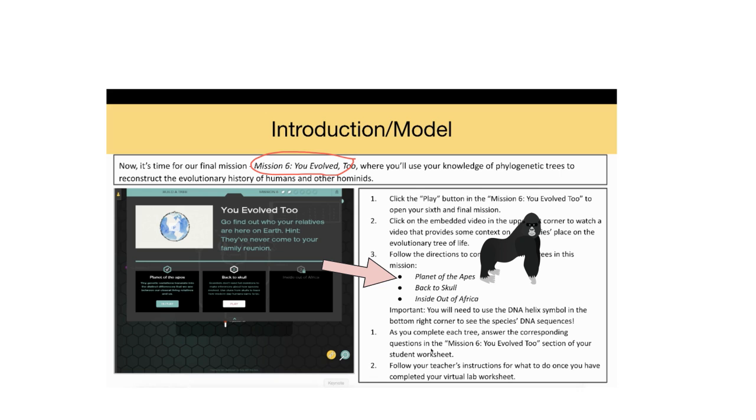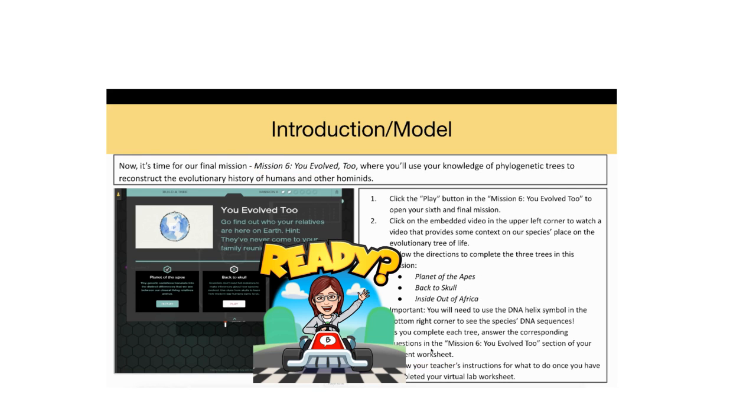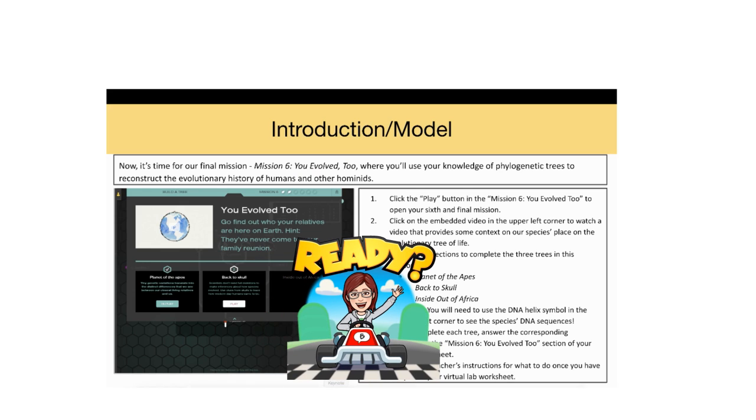Planet of the Apes, Back to School, Inside Out of Africa. Important, you will need to use the DNA helix symbol in the bottom right corner to see the species' DNA sequences. As you complete each tree, answer the corresponding questions in the Mission 6 You Evolved 2 section of your student worksheet. Follow your teacher's instructions for what to do once you have completed your virtual lab worksheets. Are you ready? Because we're going to start Mission 6, Part 1, Planet of the Apes, now.